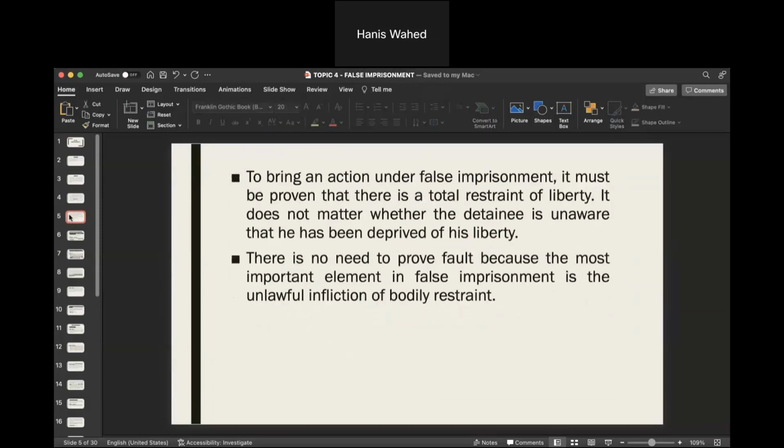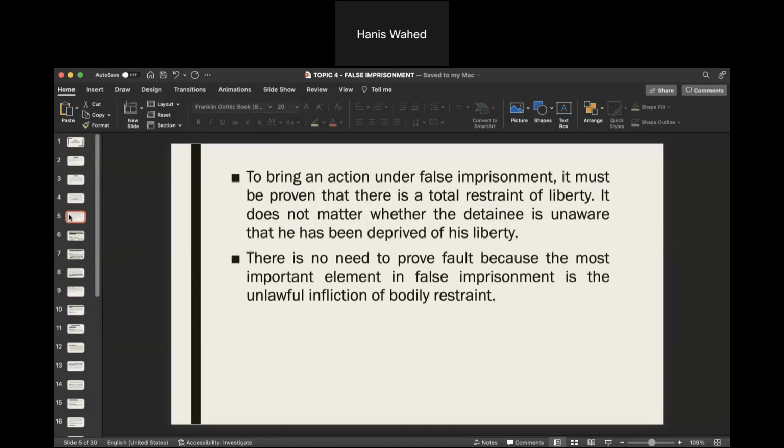The important thing that you need to know is that the restraint itself must be complete. It must be a total restraint. It means the plaintiff cannot leave and there is no way for him to leave, because of some physical barrier or physical restraint or threat of physical force to prevent the plaintiff from going to another place. So the defendant will be liable even if the plaintiff does not know that he is detained. It is sufficient that there is a total restraint.